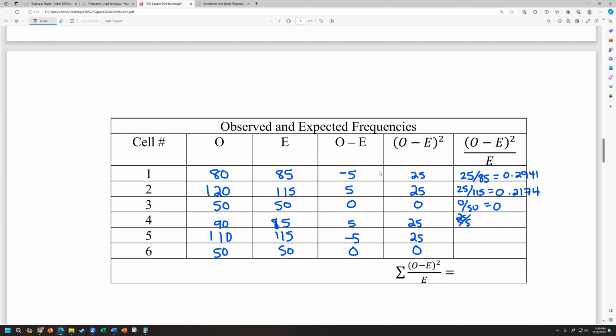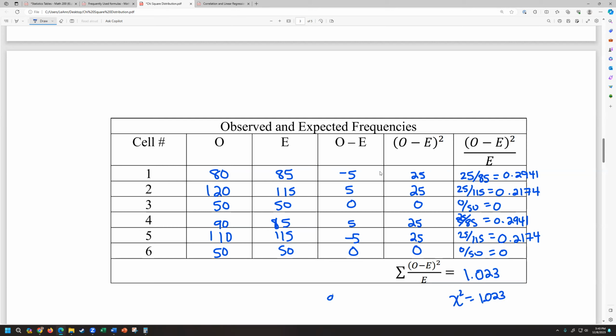25 divided by 85, we already know, is 0.2941. And 25 divided by 115, again, since we had some similarities with our males and females being split exactly 250 and 250, that's why we're getting these matching values. And then 0 divided by 50 is 0. Now you add all of these up and that gives you your chi-squared test statistic. So I got 1.023. Remember, we write that as chi-squared.